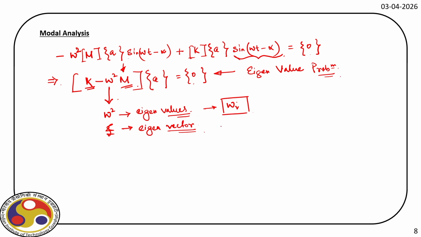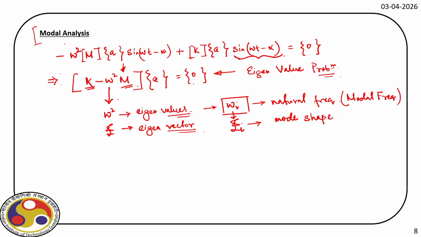So the moment we define this mass for the entire structure, we'll see how to define it. Then we can do this eigen analysis and find out what is omega i, the natural frequency. And corresponding to each natural frequency, we can find out phi i from this eigenvalue equation. That is called the mode shape. We also call it modal frequency, and hence this analysis is called modal analysis.